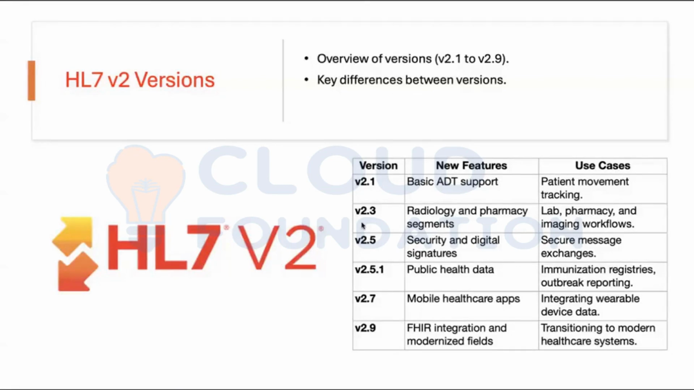That was also considered. And in v2.5, some security and digital signatures were introduced. The use case of this version was to secure message exchanges, so that people who do not have access to the HL7 messages cannot access them while they are being transmitted, or, let's say, when they are exchanged between different systems. This 2.5 was a major release.